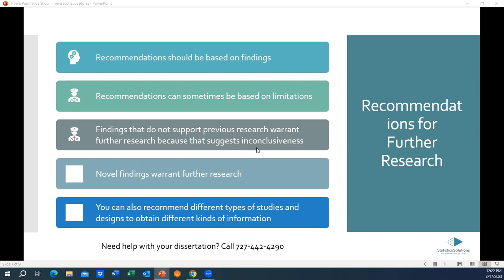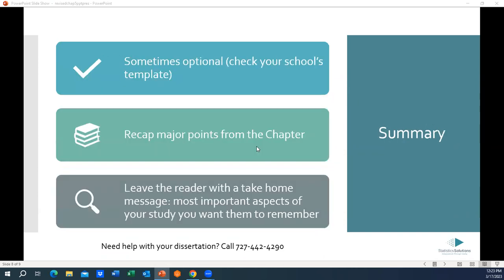And I think we're at the end. Yeah, the summary. Check your school's template, because sometimes your school will let you stop at the recommendations for further research. Sometimes your school wants a summary or conclusion. So you want to recap major points from the chapter.